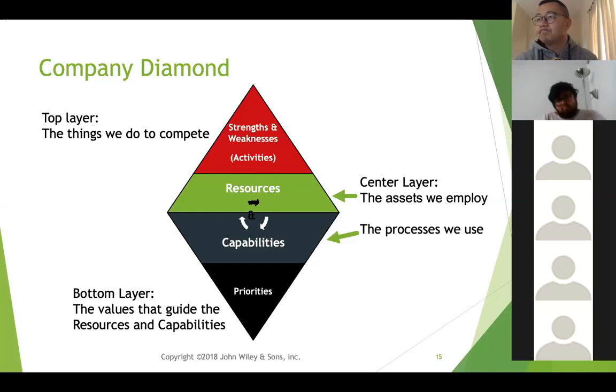Clear? Any question? More emphasis is placed on the middle two categories. Okay.